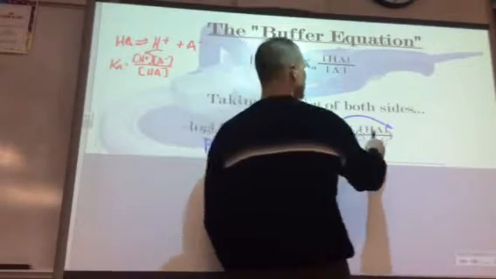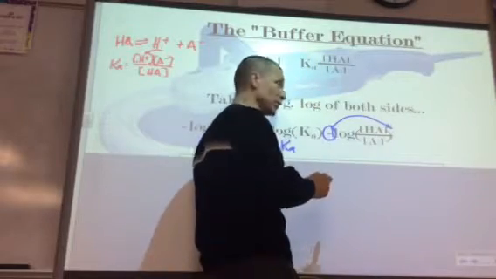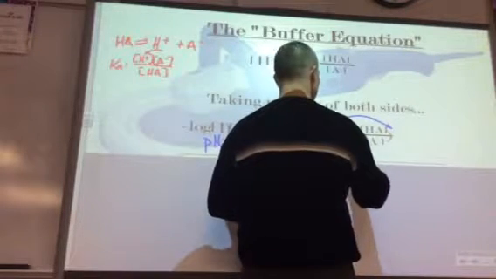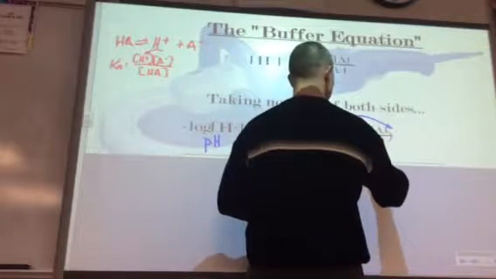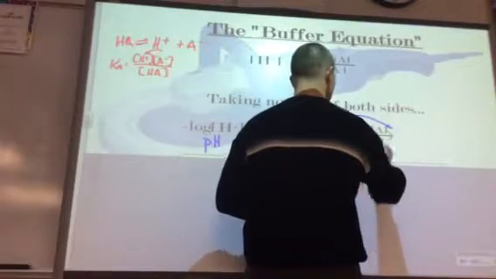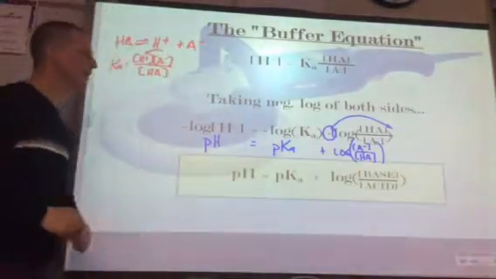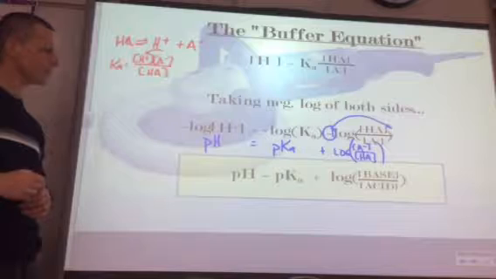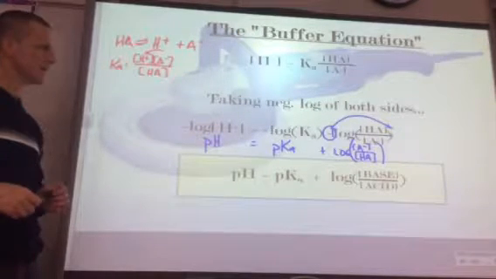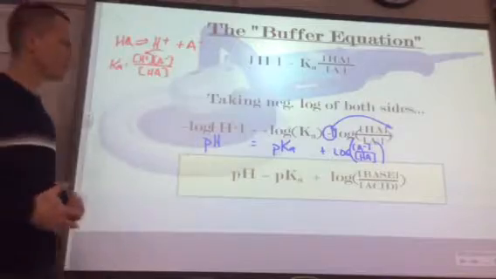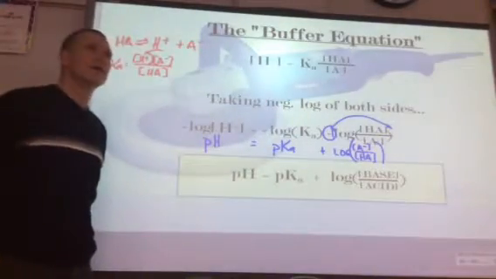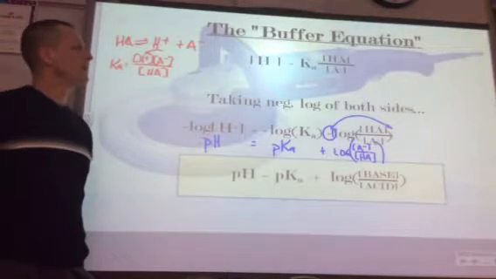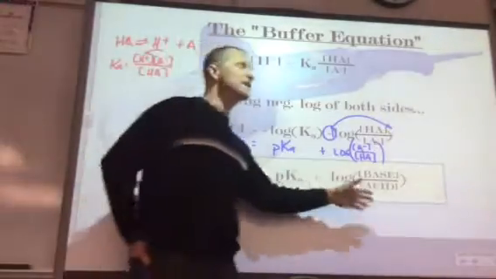So what would that be? If HA over A minus was raised to the negative 1 power, would you agree that that just flips it? It inverts it. So this is the same as plus log of A minus over HA. That's what we have here. This is our Henderson-Hasselbalch equation. You can use this instead of that second step.